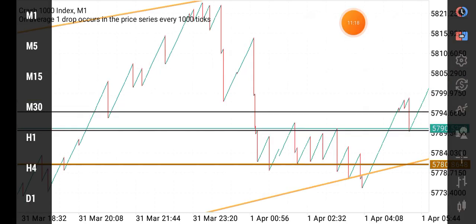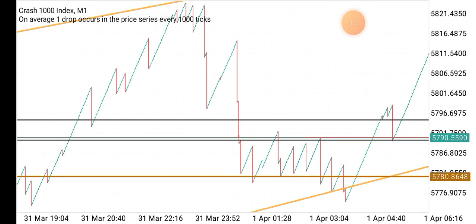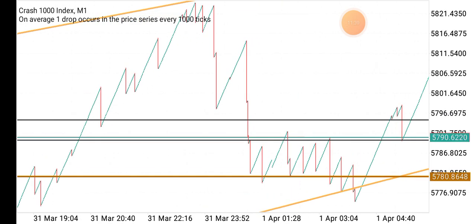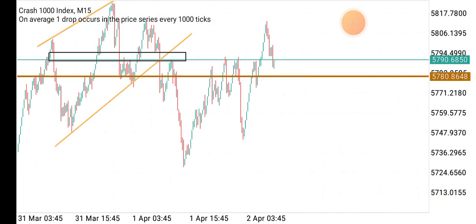All right, guys. So this time around, this is what we'll do. Let's say you've already marked out your resistance and support on the 15 minutes time frame or any other higher time frame. I notice that the market is approaching it, like what we have here on this screen. You can see we are still on the 1 minute time frame, and on the 15 minutes time frame, there was a line that was put here.